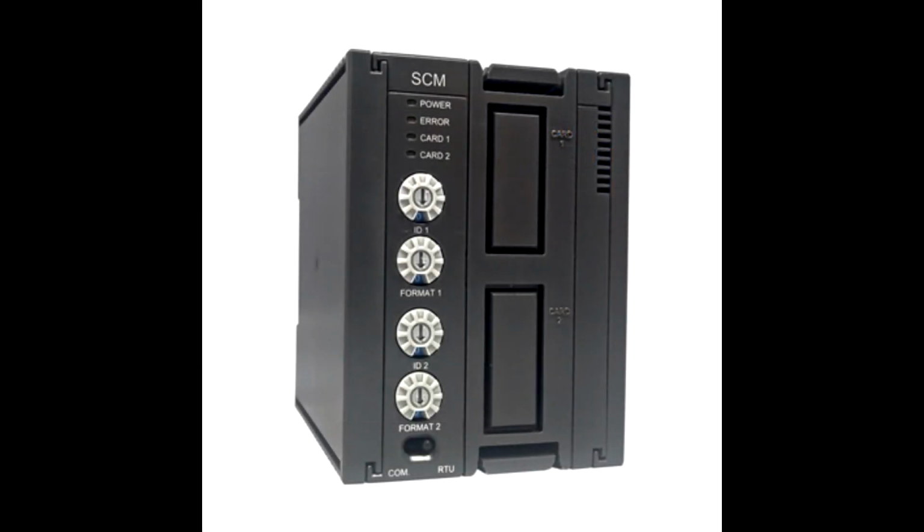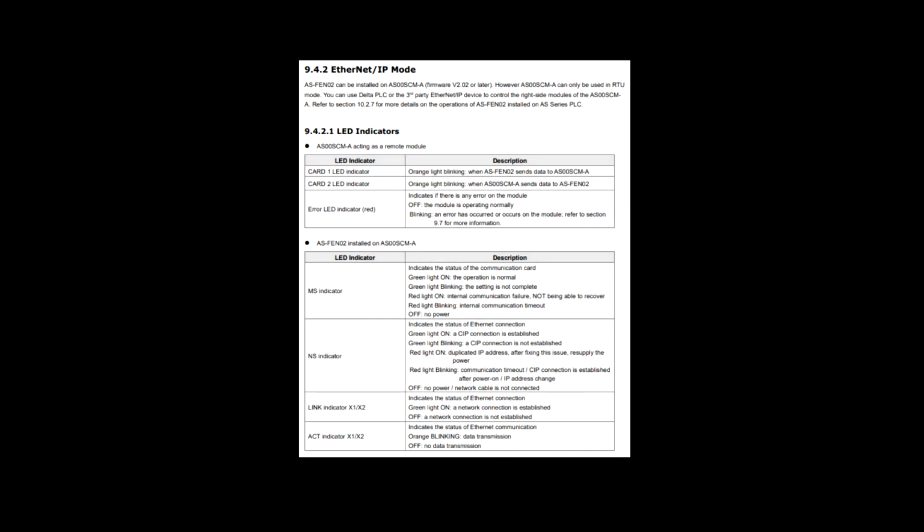On the AS00SCM module, we can find several lights displaying the state of the hardware. On the module itself, we will see card 1 and card 2 LEDs. Card 1 LED indicates when the ASFEN02 sends data to the AS00SCM module. Card 2 LED indicates when the AS00SCM module sends data to the ASFEN02 module.